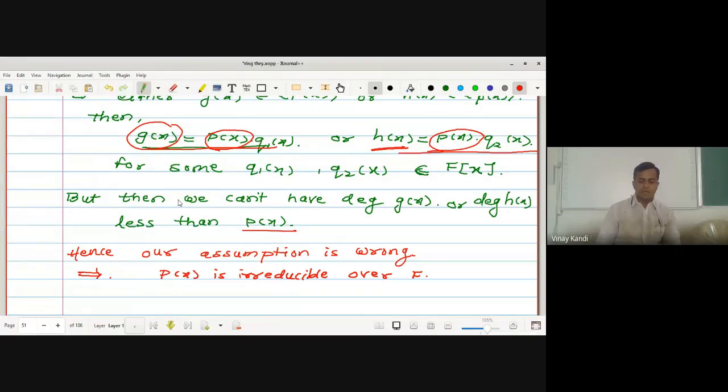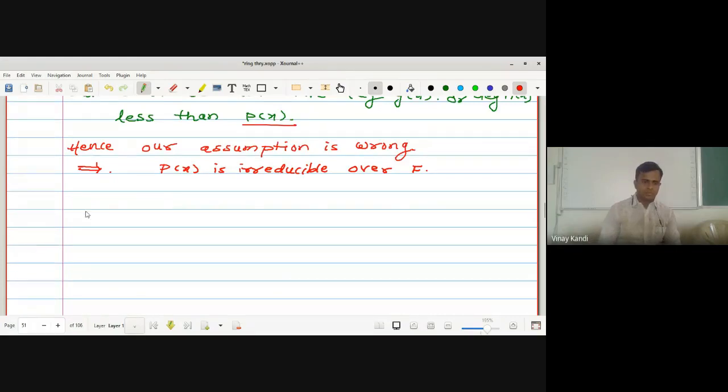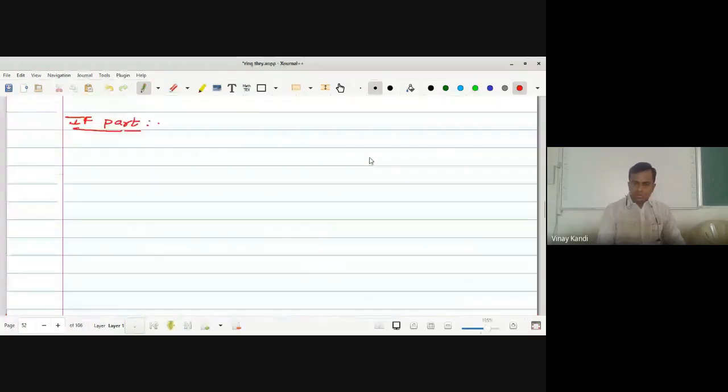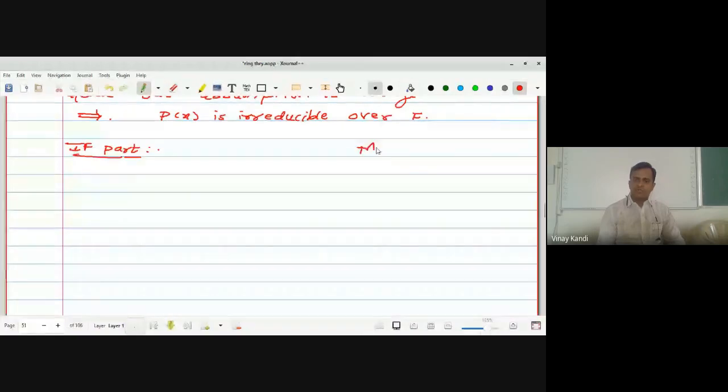Okay, now the second part, the if part. In this part we assume that if p of x is irreducible over F, we have to prove that the ideal generated by p of x, not equal to 0, is a maximal ideal. If we want to show an ideal is maximal, what do we have to do? Between the ideal generated by p of x and that ring of polynomials, we show that an ideal comes in between. What we have to prove is that this ideal M is a maximal ideal of this ring of polynomials.